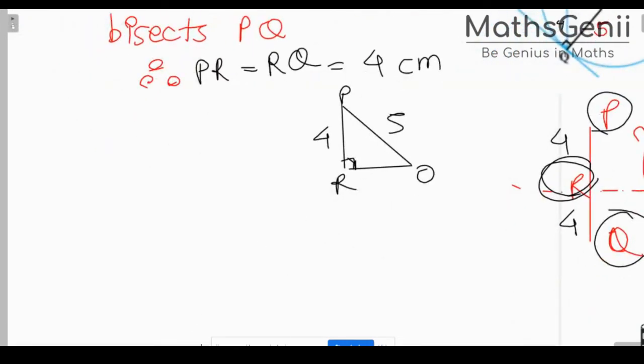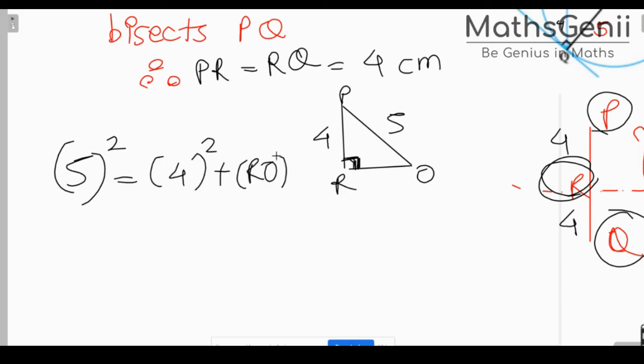So now again I'll apply Pythagoras. What does Pythagoras say? Hypotenuse square is equal to side 1 square plus side 2 square. 25 is equal to 16 plus RO square. 25 minus 16 is how much? 9.